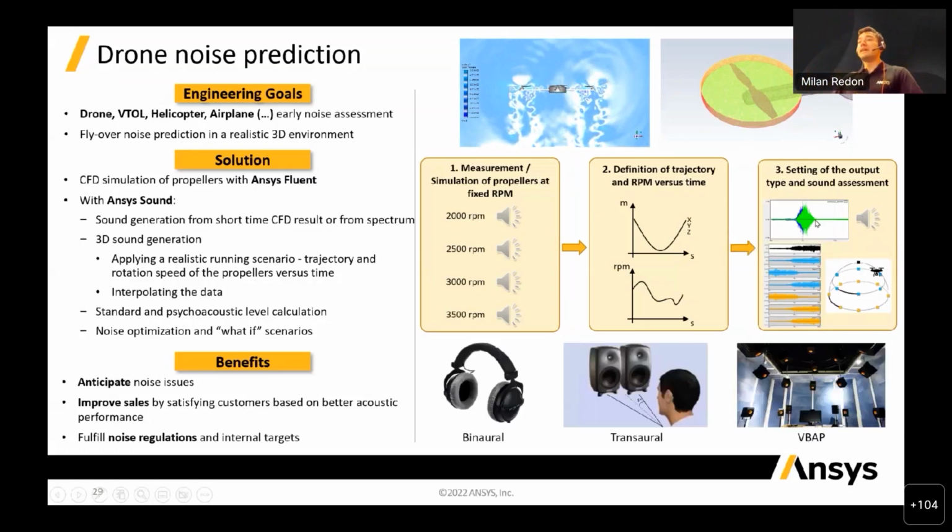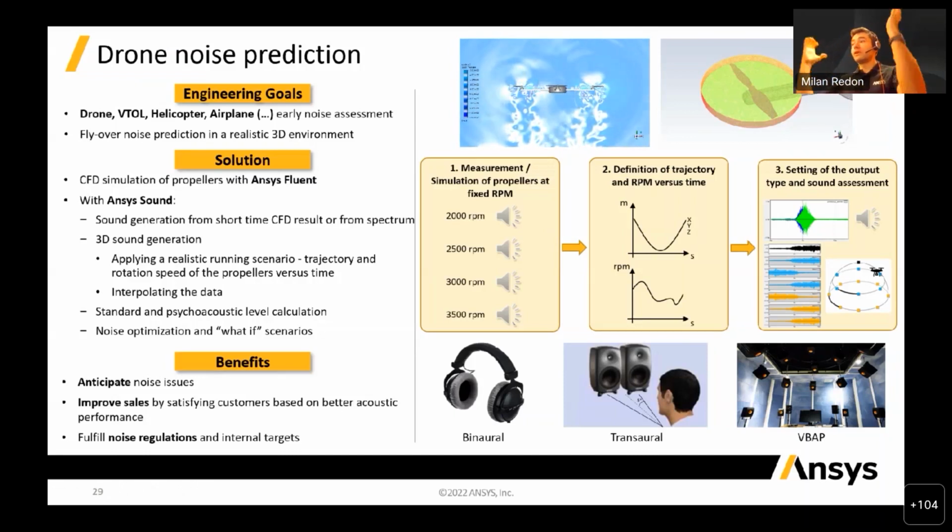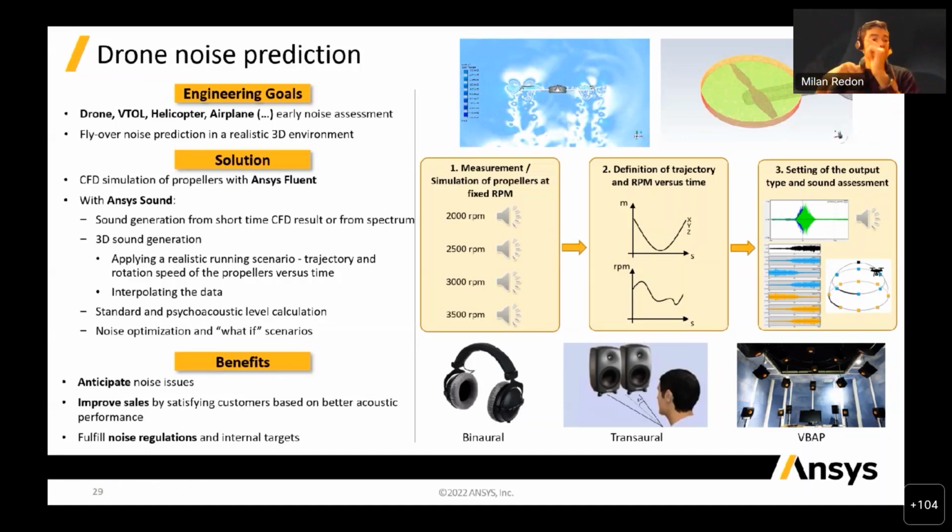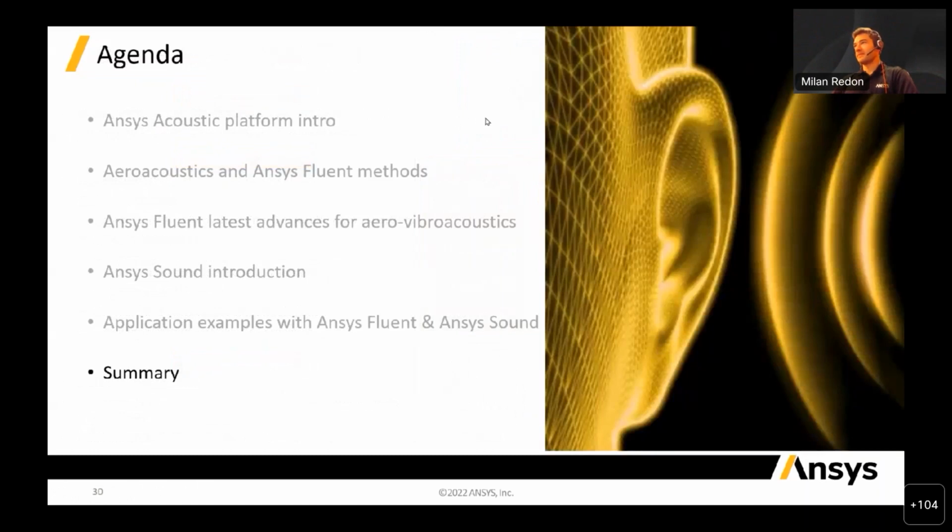So the goal here is to be able to listen to your simulation in 3D. So it's also one of the features of NC Sound, to use headphones or transaural or VBAP techniques to define all your speakers' locations, etc., and use some techniques to predict and assess the sound in a realistic environment in 3D around the listener. Thank you, Milan, and I think it was a very interesting application.